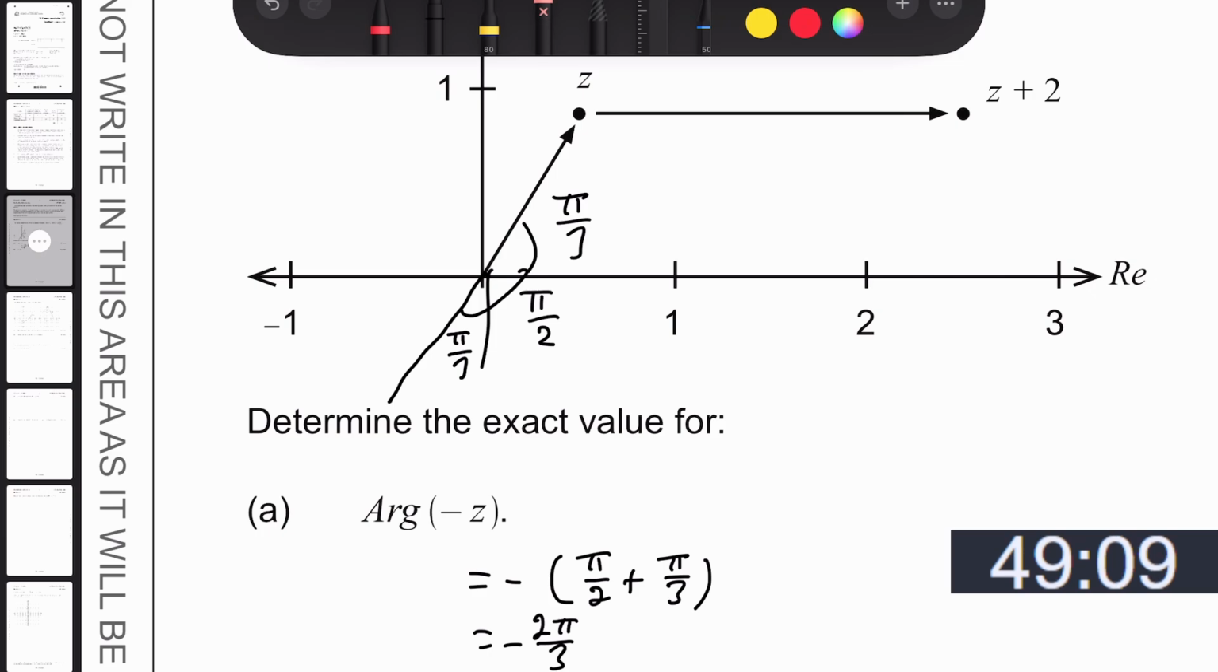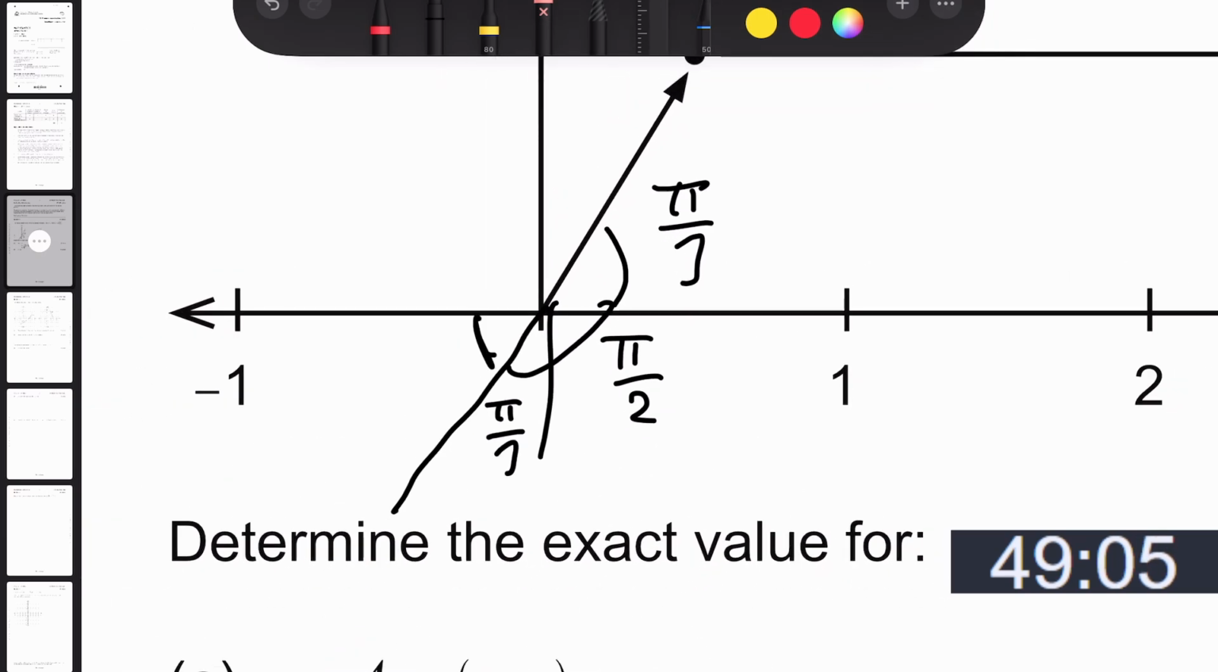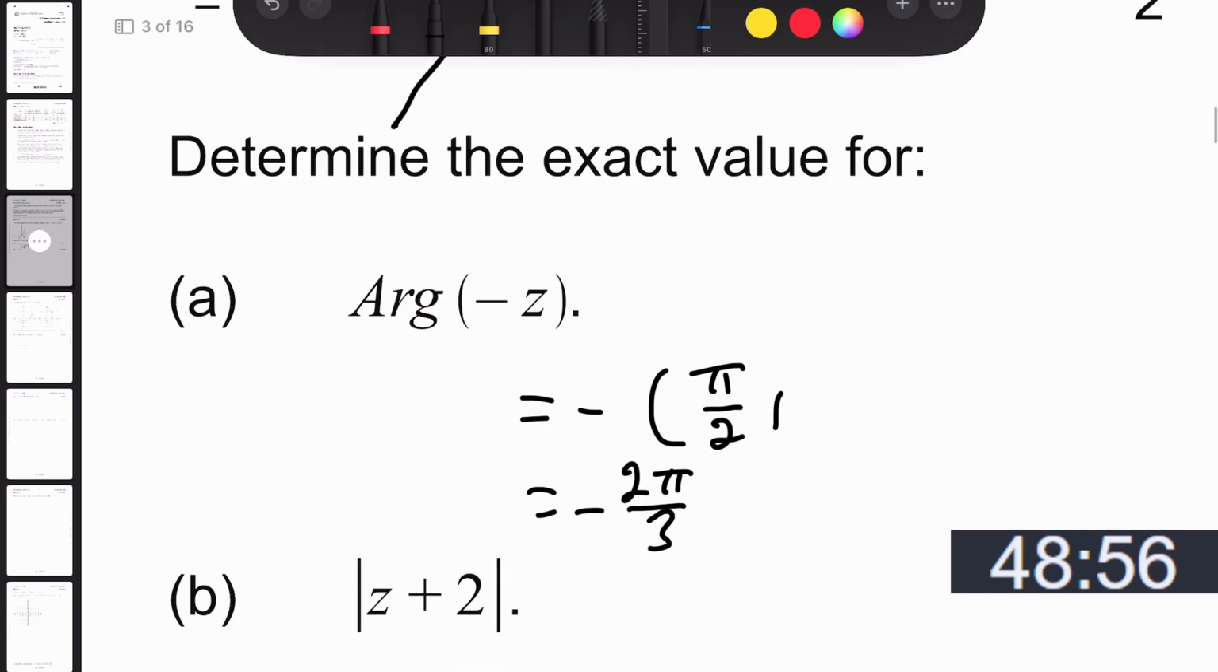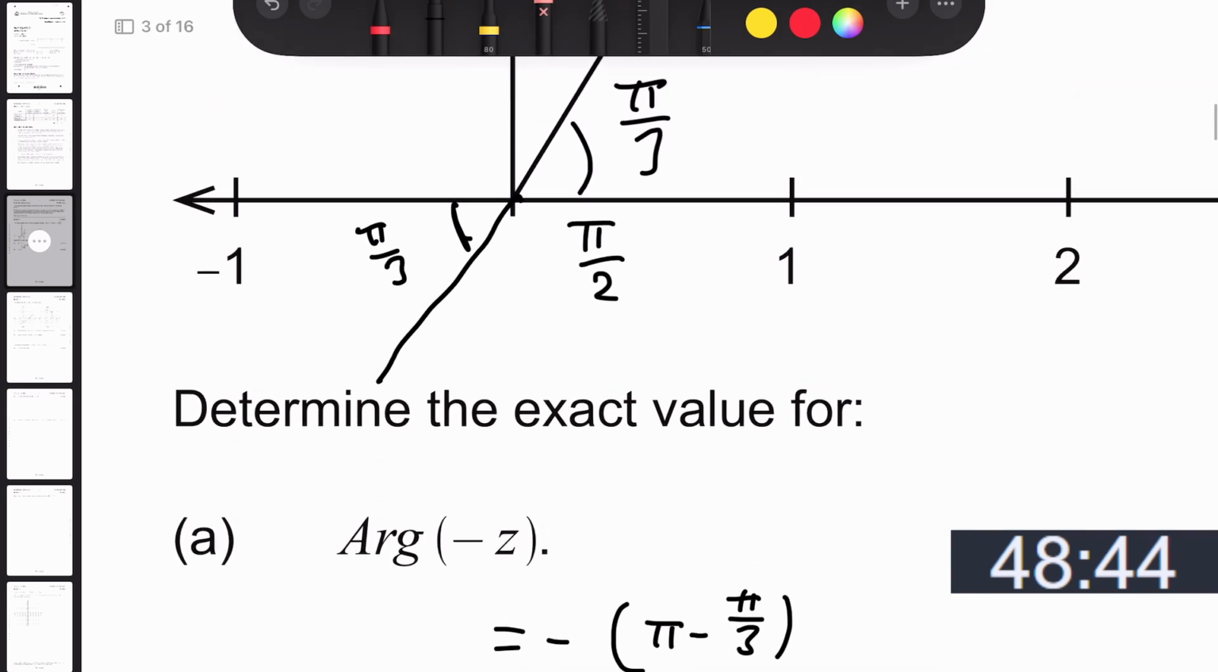What would it be? Let's see. This angle here will be pi on 3. Negative pi minus pi on 3. Yeah, negative 2 pi on 3.